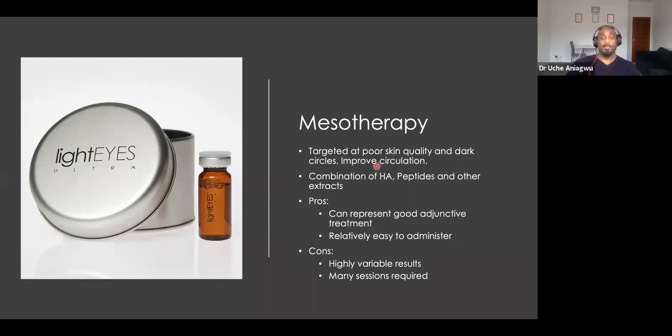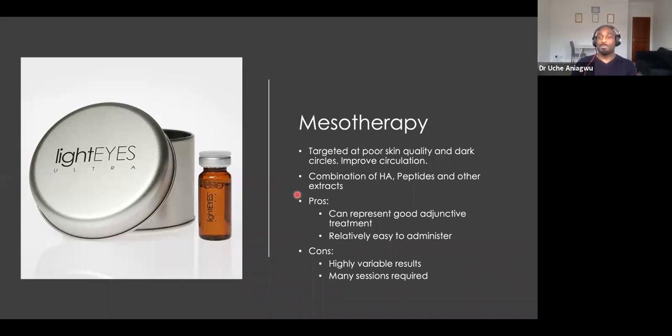Now, mesotherapy is really good for improving skin quality, and it can be used for dark circles and improving circulation. Now, why would you consider using mesotherapy? Well, it can really represent a good adjunct to your others, so fillers and Botox. And it's pretty easy to administer. It's a bit like administering Botox, which I guess you could argue is a type of mesotherapy.